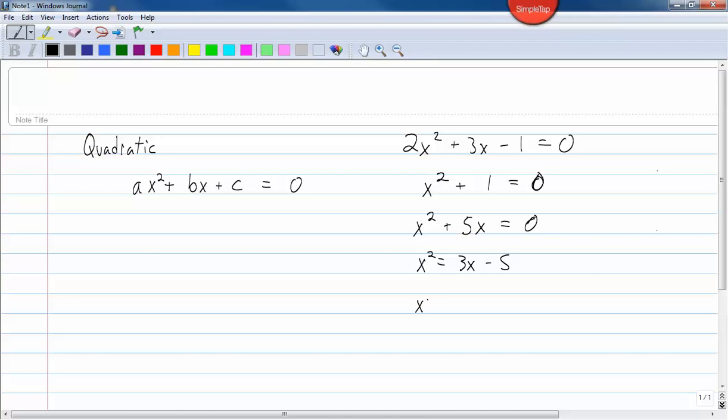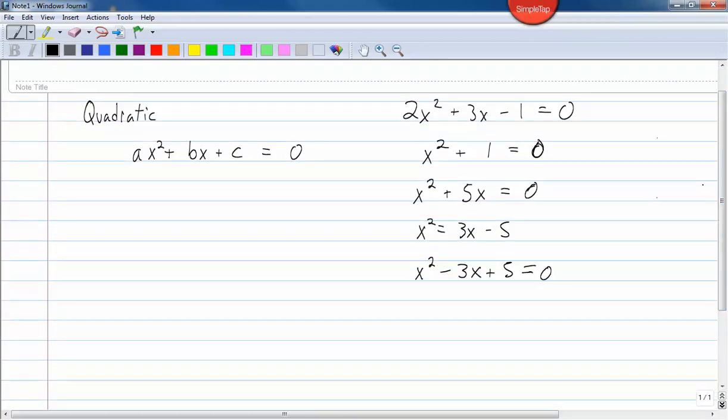Not all, but most. So what I would do on one like this, if I was trying to solve for x, would be trying to figure out what would make the equation equal to 0. So I'd move these other two terms over. So it'd be minus 3x plus 5 equals 0. So when you move things across the equal sign, you just change the positive or negative signs. Okay. So that's just some examples of a quadratic equation.